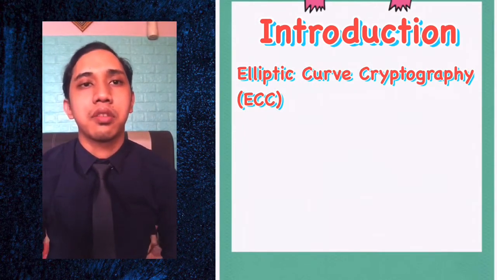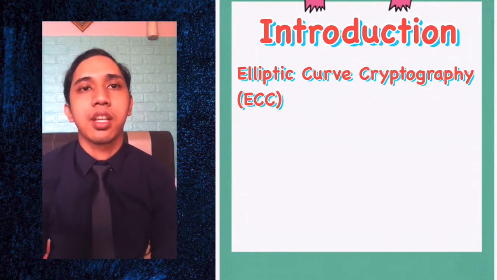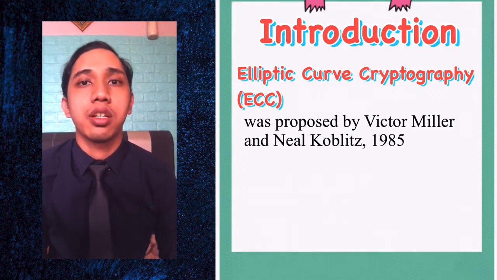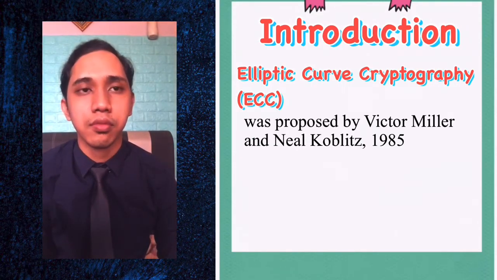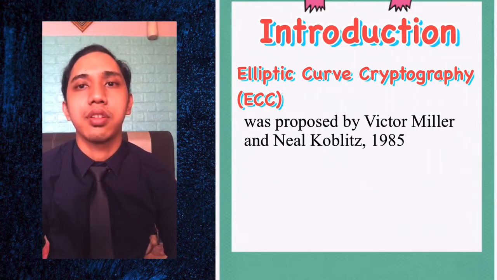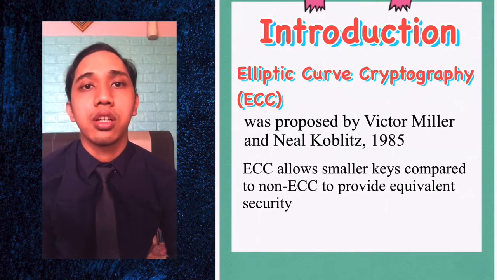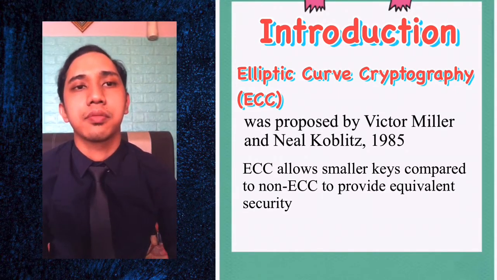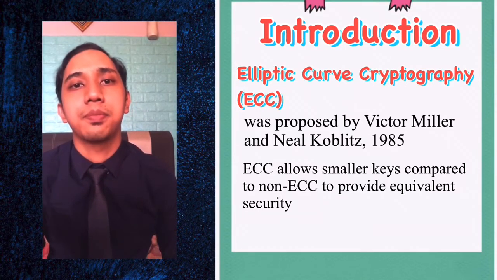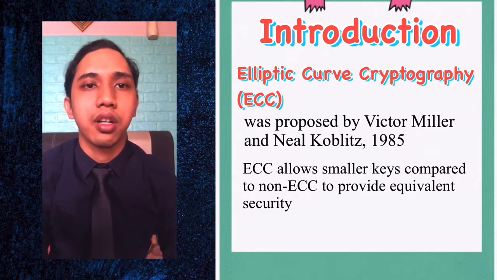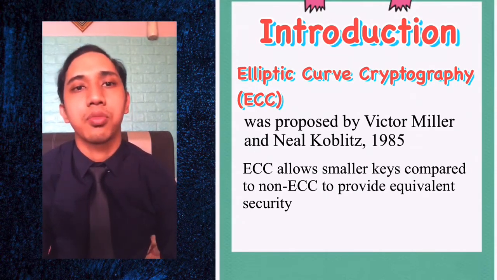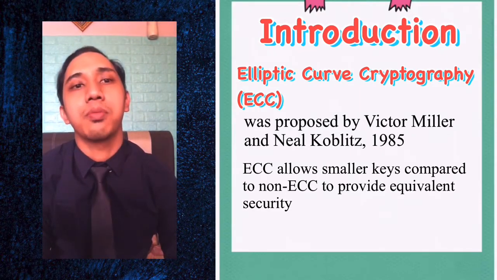Next is elliptic curve cryptography, or we call it ECC. ECC was proposed by Victor Miller and Neil Koblitz in 1985 as an alternative for established public key systems such as DSA and RSA. ECC is an approach to public key cryptography based on the algebraic structure of elliptic curves over finite fields. Based on finite fields, ECC allows smaller keys compared to non-ECC to provide equivalent security. Elliptic curves are applicable for key agreement, digital signature, pseudo-random generators, and other tasks. Indirectly, they can be used for encryption by combining the key agreement with a symmetric encryption scheme. This is why ECC has faster computation, and reduction in processing and power bandwidth.